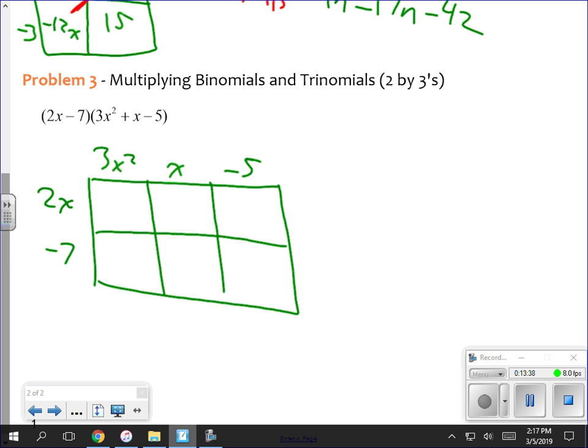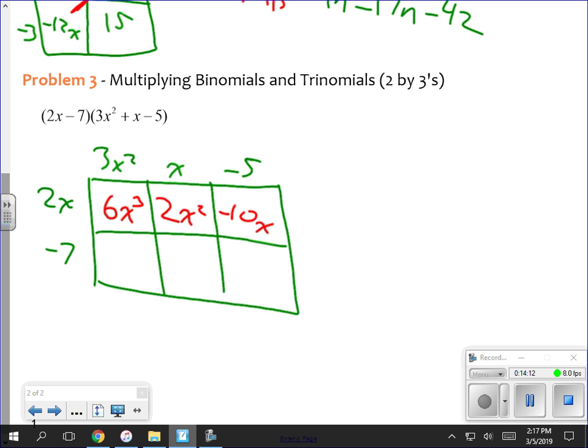And then I fill in the box like I did the other box. You just multiply, filling in the blanks. 2x times 3x squared. So 2 times 3 gives me 6. X times x squared is x cubed. 2x times x is 2x squared. 2x times negative 5, 2 times negative 5 is negative 10 with an x on there. You just multiply across. Fill in the box the same way you did the 2 by 2 box.